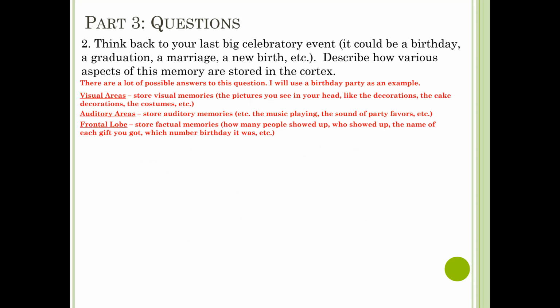The frontal lobe is where you're going to store factual memories. So how many people showed up to your party, who showed up, the name of each gift you got, what number birthday it was. So it was your 18th birthday, 20th birthday, 30th birthday, etc.